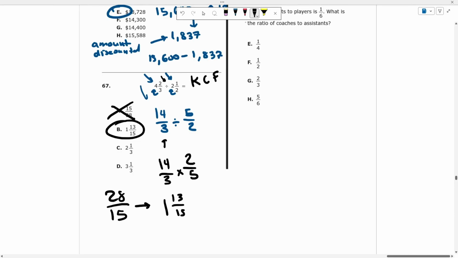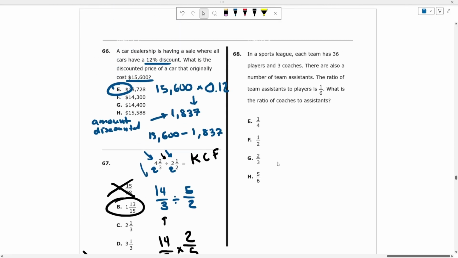A lot of students are going to pick choice A because they don't see 28 over 15 and they see 15 over 28, they just assume that they did something wrong. Never assume that. Always assume that you need to convert your improper fraction into a proper fraction or a mixed number, like it is down here. All right, so we're going to move on to number 68.